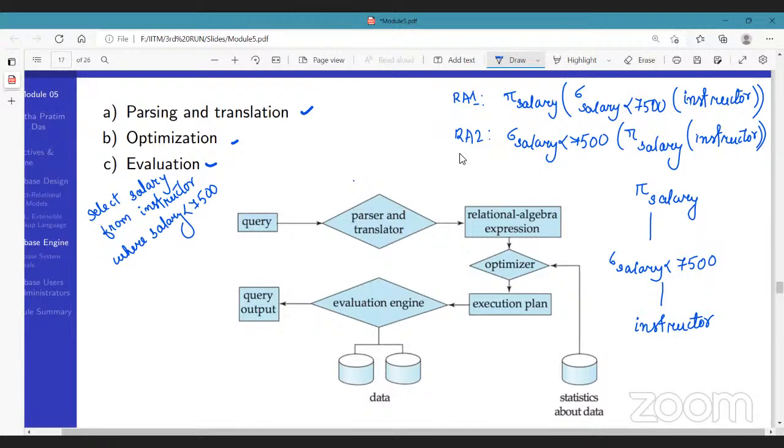So optimizer will fetch all the statistics about the data, and then it will select the plan which is the most cost effective. So that particular plan will be the execution plan. Then the execution plan will be taken as an input by the evaluation engine, which is the processor. So what it will do is, it will run that particular query or expression, and then it will give the query output. So that is it about query processing. Any doubts, please go ahead.